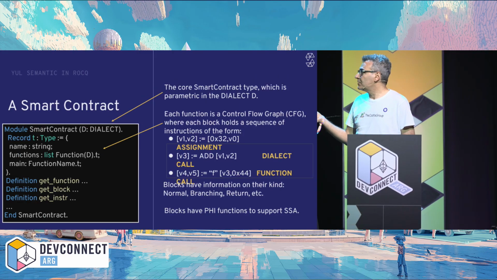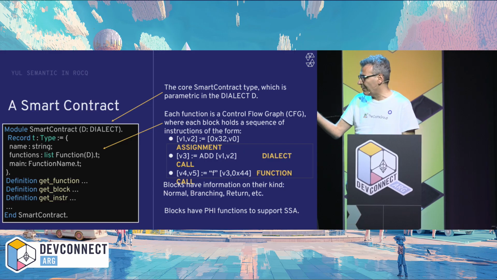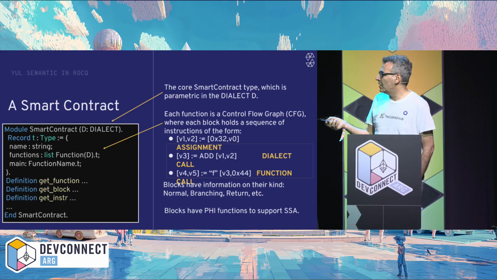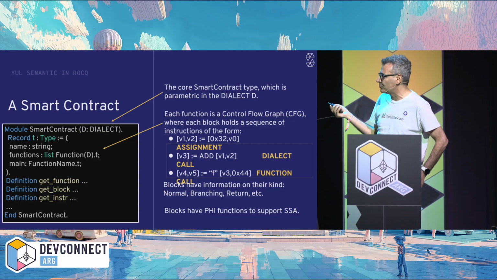Smart contract: the type for a smart contract is this one. So a smart contract has a name, a list of functions, and the name of the main function. The function is represented as a collection of blocks that represent a control flow graph.